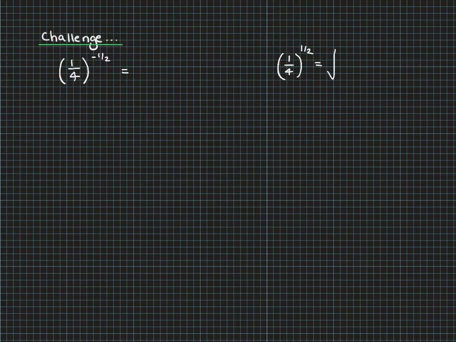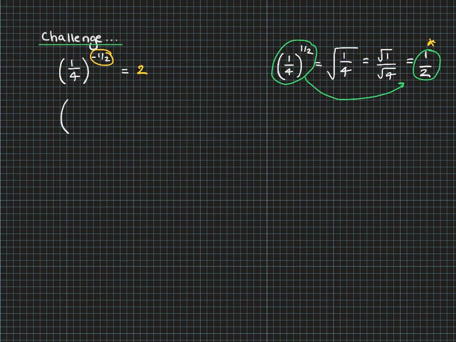Well, that means the square root of 1/4, which means we can square root the numerator and square root the denominator. The square root of 1 is 1, the square root of 4 is 2. So the answer to a quarter to the power of positive a half gives me an answer of a half. So if I now want to work out a quarter to the negative a half, I want to take the reciprocal of this answer over here. So it's 2 over 1, or simply 2.